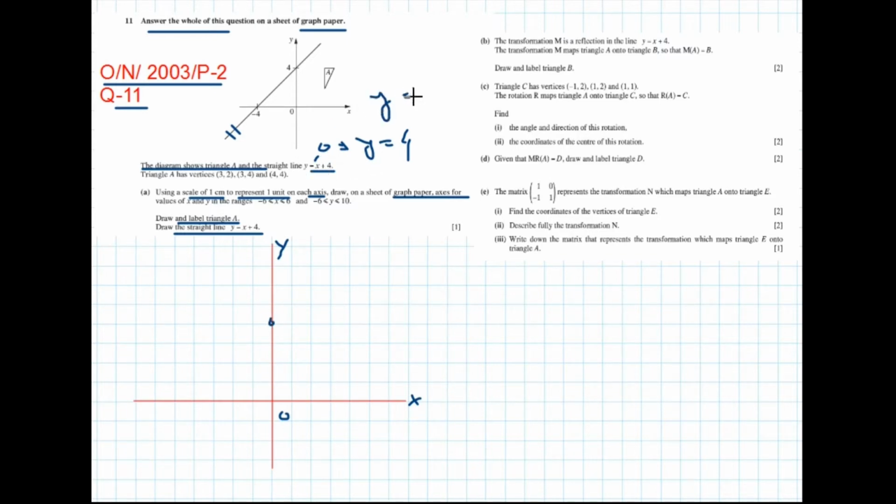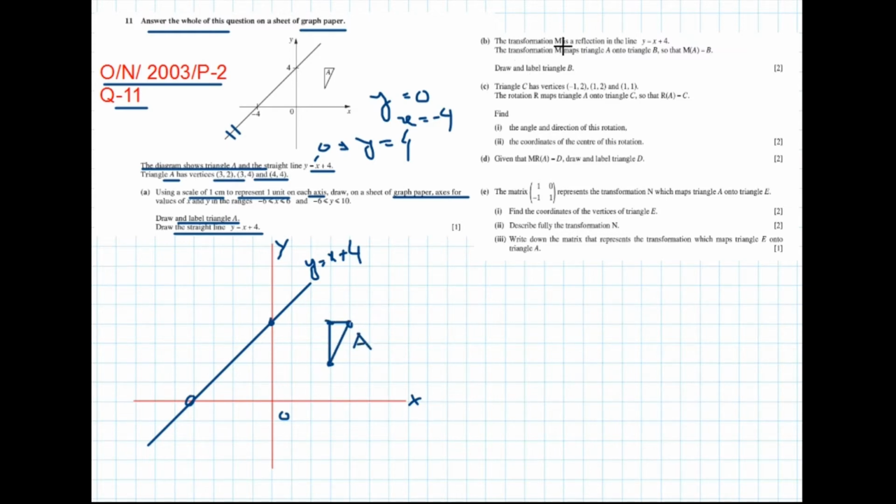Now for y equal to 0, the equation gives x equal to minus 4. So x equals minus 4 is marked on the x-axis as shown. Now joining the two points, we get the straight line y equals x plus 4. Now plotting the vertices of triangle A: (3, 2), (3, 4) and (4, 4). Joining the vertices, we get triangle A as shown.